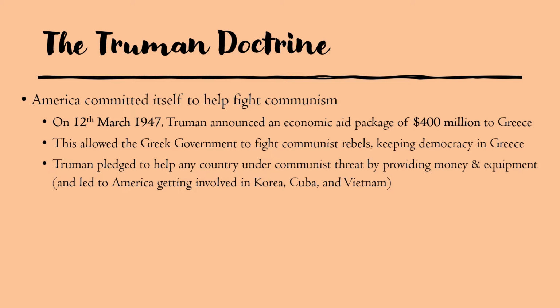to Greece. The Greek government at the time was trying to fight communist rebels who were trying to take over the government, but this money allowed the Greek government to keep fighting the communist rebels and to keep democracy in Greece. And Truman then pledged to help any country with money, with military assistance, with whatever they needed to help fight the communist rebels if they were under threat.